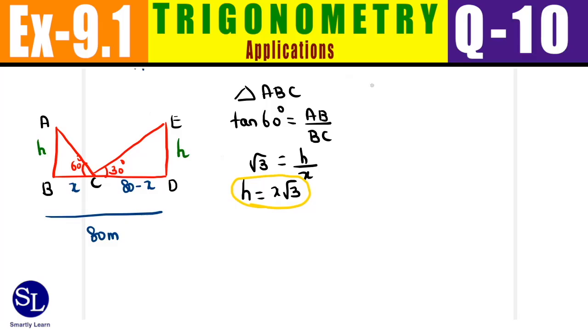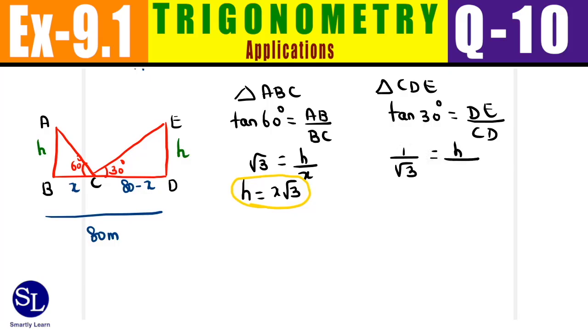Now, in triangle CDE, tan 30 degrees is going to be equal to DE divided by CD. So tan 30 is 1 by root 3, which is equal to H divided by 80 minus X. So cross multiply, 80 minus X is equal to H root 3.